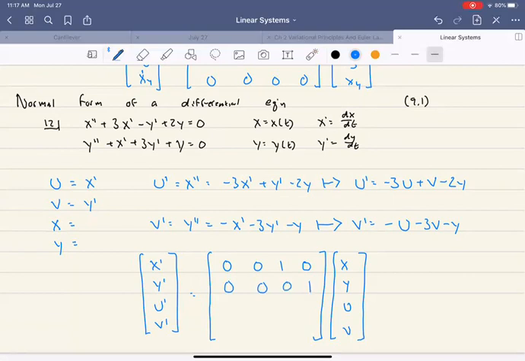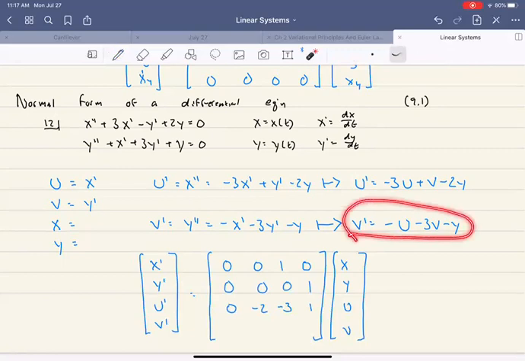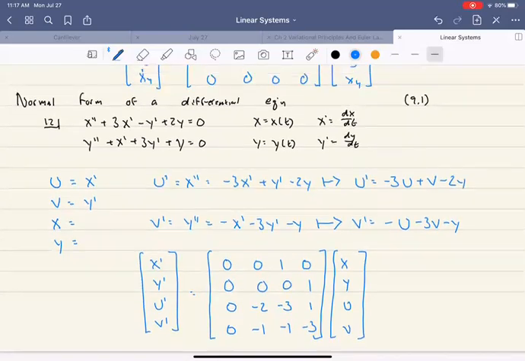u prime equals this mess, negative 3u plus v minus 2y. So 0, negative 2 for the y, negative 3 for the u, 1 for the v. v prime equals negative u minus 3v minus y. So 0 for the x, negative 1 for the y, negative 1 for the u, negative 3 for the v. So now we have a linear system.